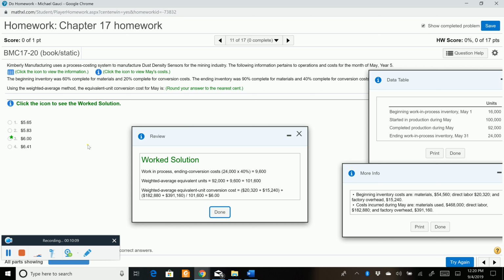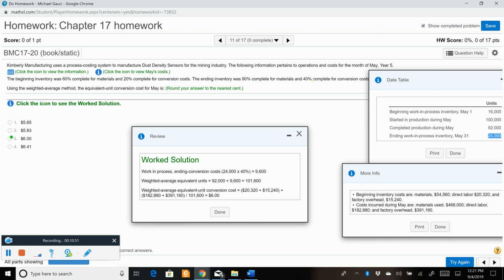for the conversion cost. Because we are using weighted average method, the first thing we need to do is compute the equivalent units. Since we're using weighted average, we're going to take the entire amount completed during May, which was 92,000, plus whatever percentage is complete in the ending WIP. So we have physical units 24,000 in the ending WIP, and the ending WIP is 40% complete for conversion costs.